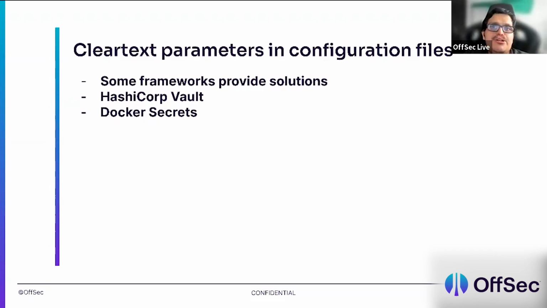And clear text parameters. When we fire up a Docker container, we usually need to define passwords. So if we leave them as clear text, it's going to be dangerous for us. So there are approaches to mitigate that, like Docker secrets or HashiCorp's Vault.